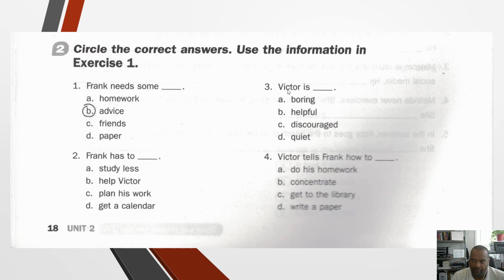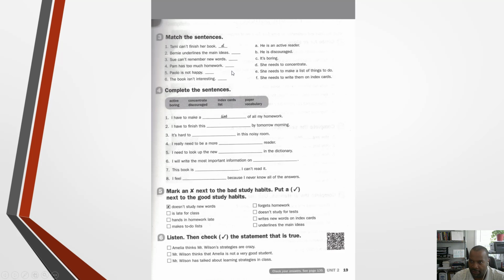All right, number 3, Victor is, I chose B, helpful. Victor is helpful. And then number 4, Victor tells Frank how to A, do his homework. I chose A, do his homework. All right. So those are my answers. Hopefully we got the same. If not, let's try to go back over our conversation in A1 and see if we can find these answers. All right? Okay, let's move on. Let's turn the page to page 19.